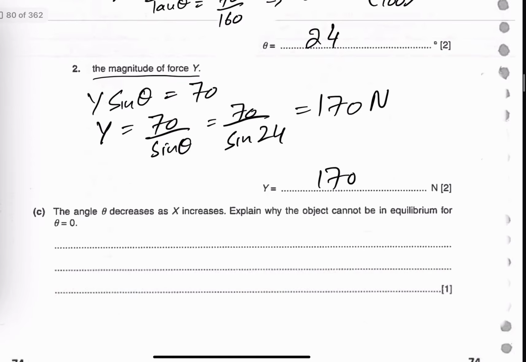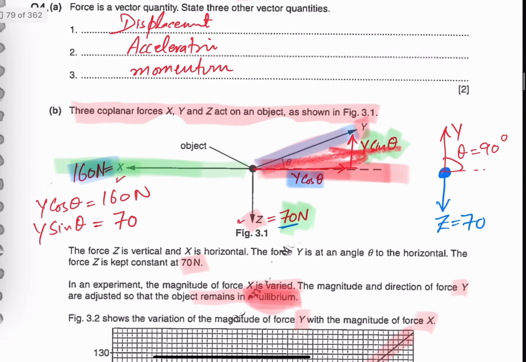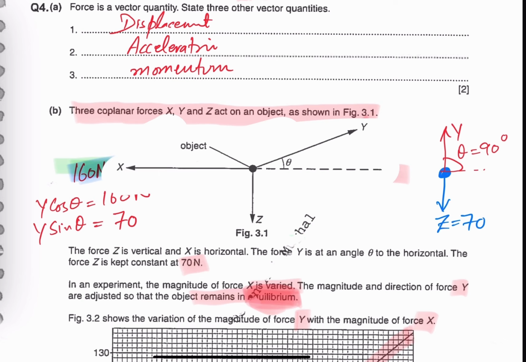So why can it not be in equilibrium? Explain why the object cannot be in equilibrium for theta equal to 0. Let's suppose theta is equal to 0. It means the y force is not at this point, it will be acting at this point. So this y can balance this x, but there is no component to balance this z force. So it will not be balanced, it will not be in equilibrium.